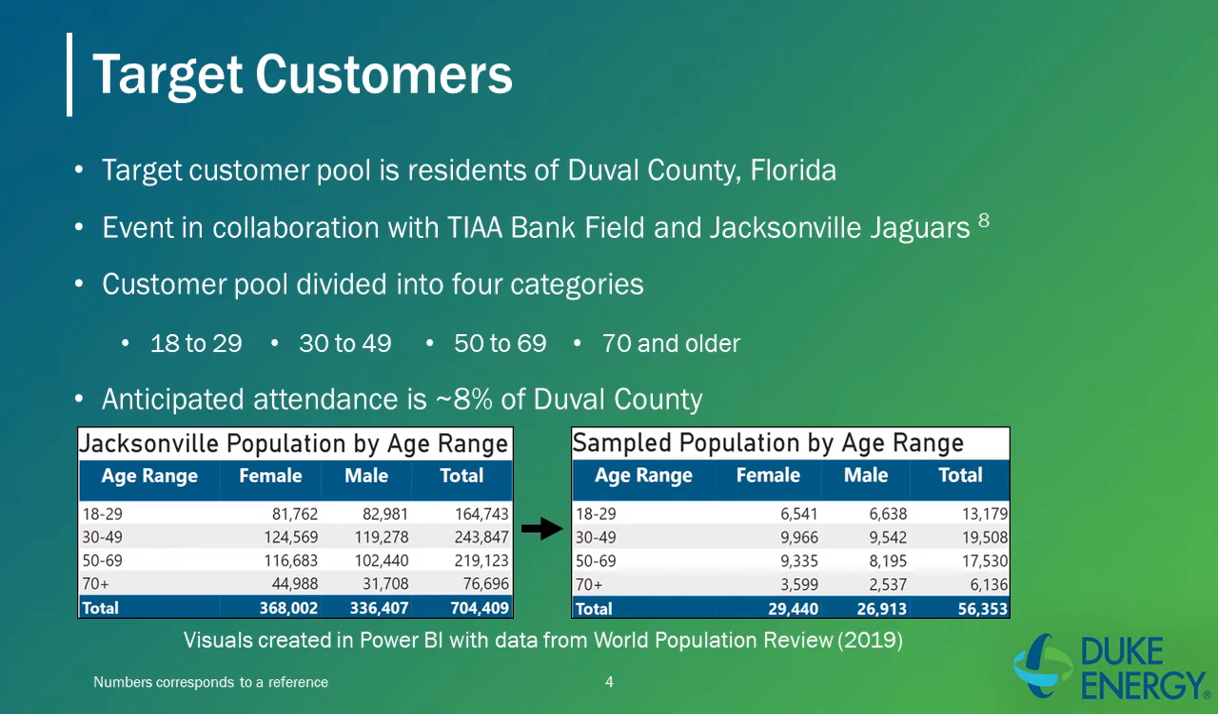The average attendance at TIAA Bank Field in the 2019 season was 59,987. Duke Energy anticipates a similar showing for the event, which is roughly 8% of the Duval County population. The second table on the screen shows the population table adjusted to represent 8% of the population in attendance, which gives the final sample audience.